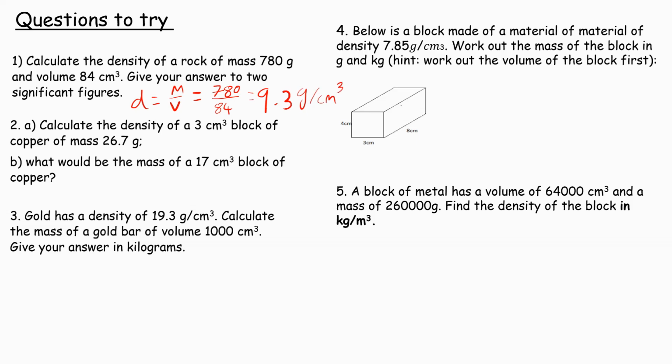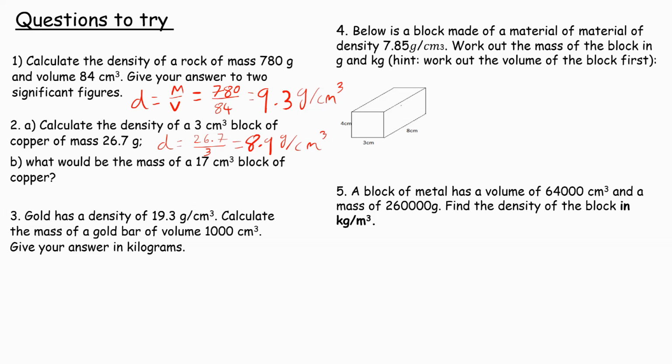The density of a 3 centimeter cube block of copper of mass 26.7. So for this, the density is going to be 26.7 grams over 3 centimeters cubed, which gives me 8.9 grams per centimeters cubed. Now that's a constant value for copper.